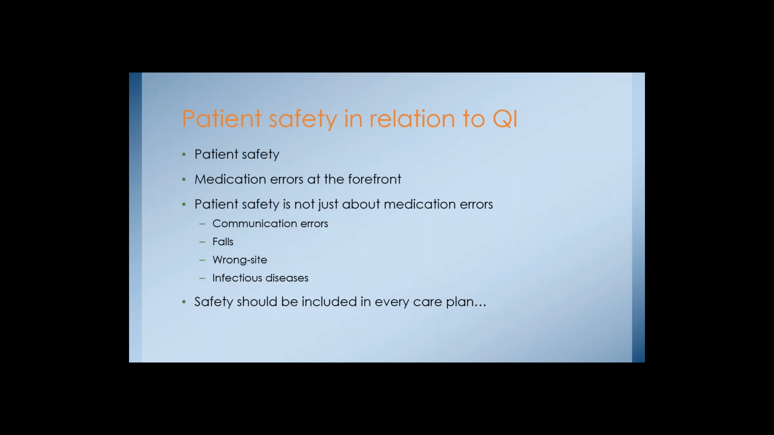We have communication errors, for instance, and communication errors are actually listed from the IOM as the primary source of errors, not necessarily an individual failure, but just communication errors in general. We also have issues with falls. That's a patient safety issue. We have problems with wrong site surgeries or wrong site problems when it comes to procedures that we do in the hospitals. We have issues with infectious diseases, unfortunately, in the hospitals.